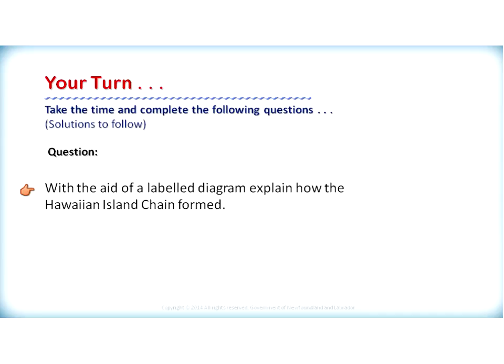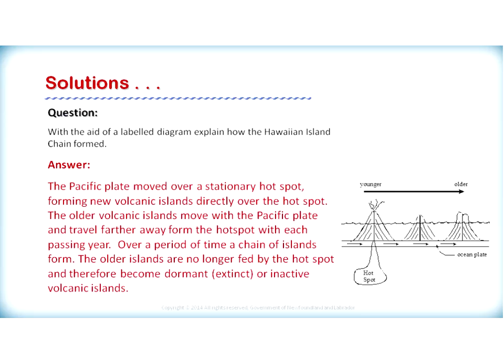Question reads, with the aid of a labeled diagram, explain how the Hawaiian Island chain formed. So, if you read the question directly, we need to use a labeled diagram and explain how the Hawaiian Island chain forms. So your answer should include the following. It should include a diagram, such as the one here to the right, which shows the migration of an oceanic plate over a hotspot, and also shows the progression of different volcanic islands as you move away from the hotspot.